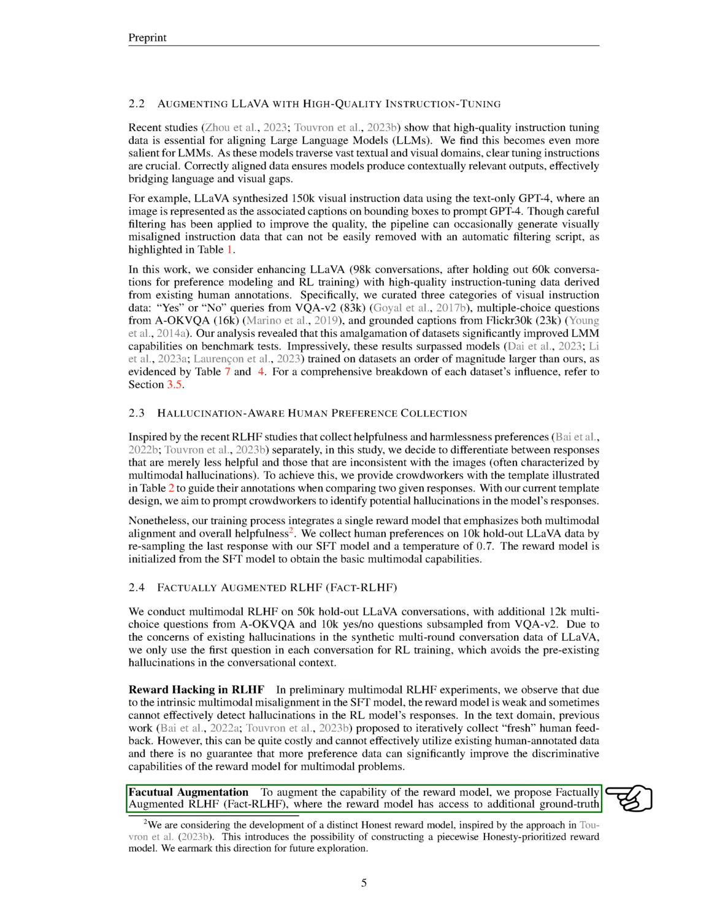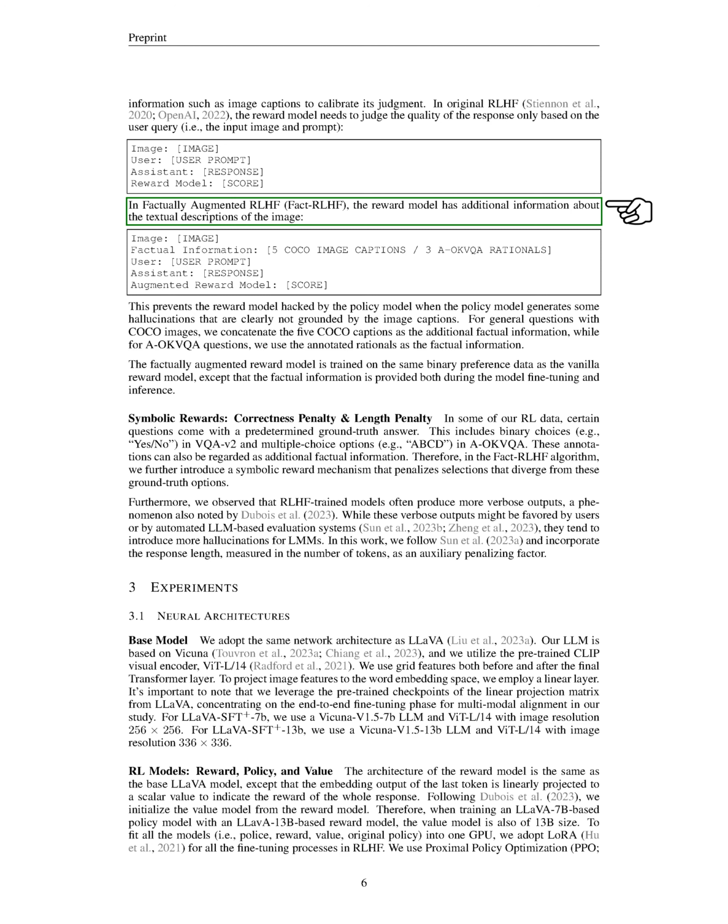To enhance the capability of the reward model, we propose factually augmented RLHF, where the reward model has access to additional ground truth information such as image captions to calibrate its judgment. This prevents the reward model from being tricked by the policy model when the policy model generates hallucinations that are clearly not grounded by the image captions.